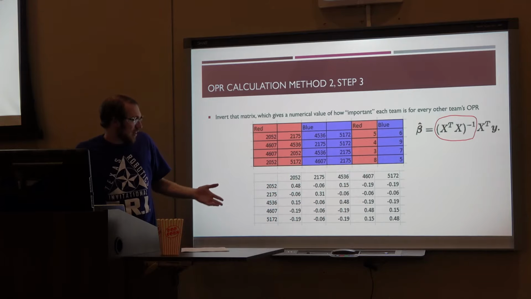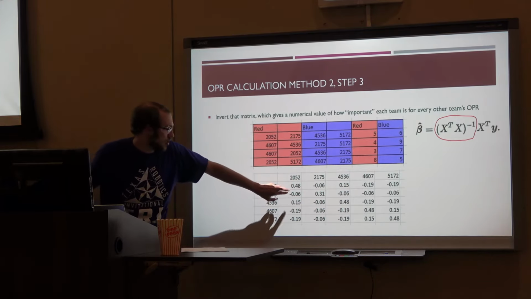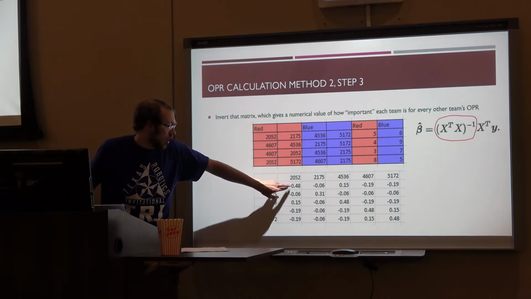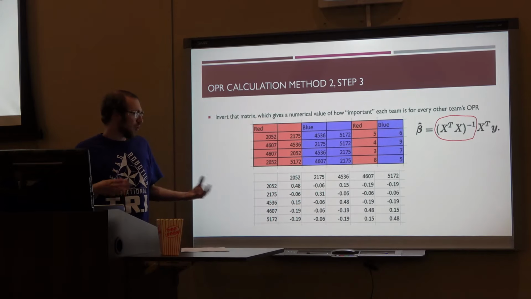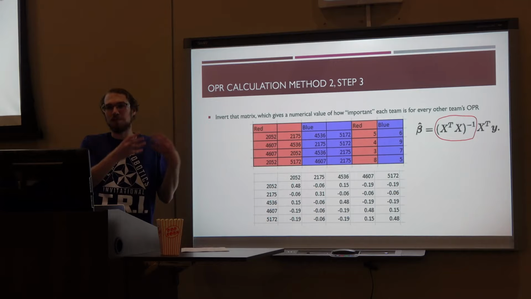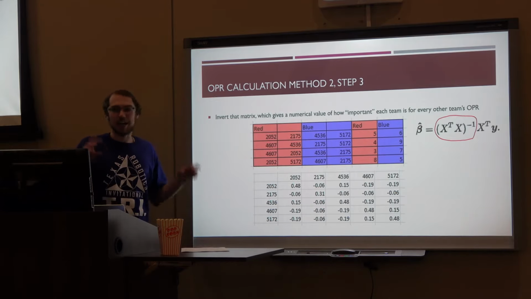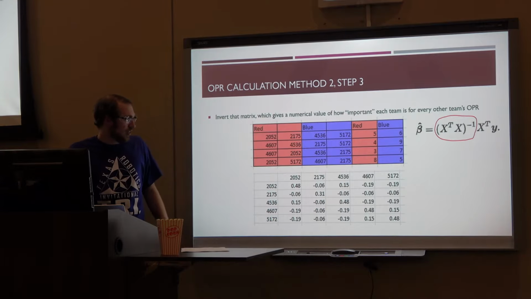If you just wanted to use averages instead of OPRs, you would just set this to one, and you'd set all these other ones to zero. But what we're doing with calculated contributions is we're incorporating data from the other teams to make a better guess or a better average of how good a team is.